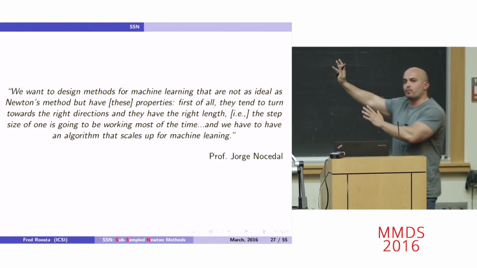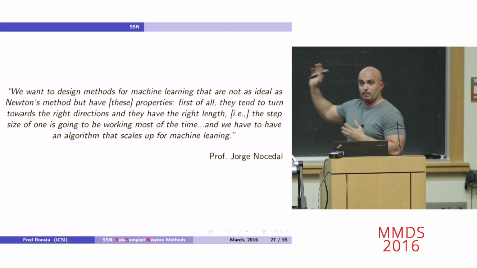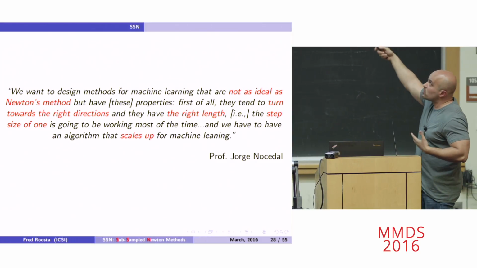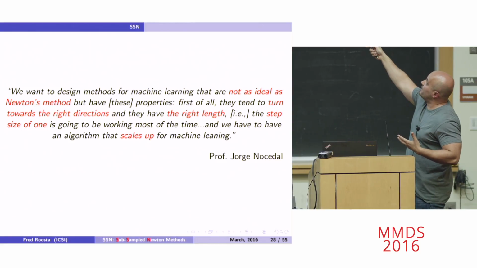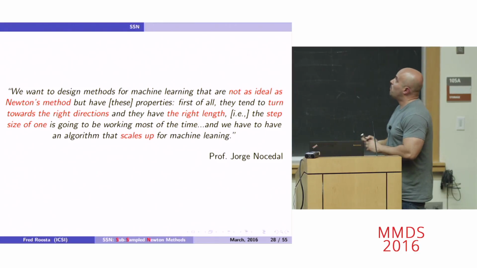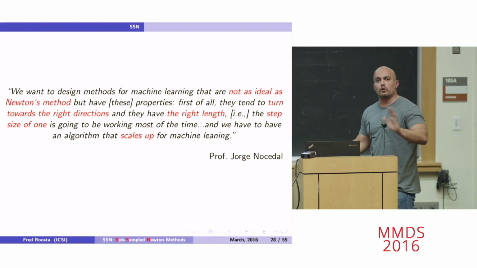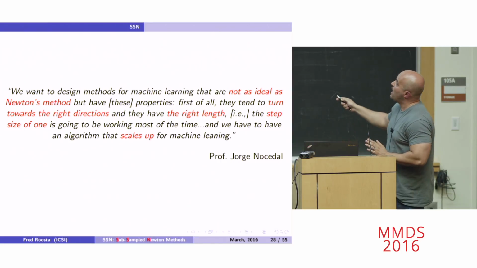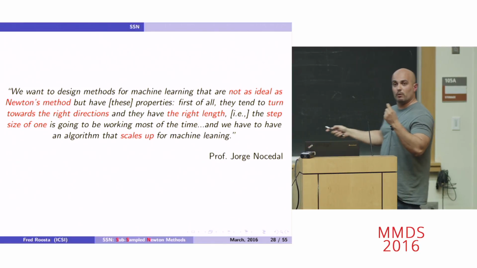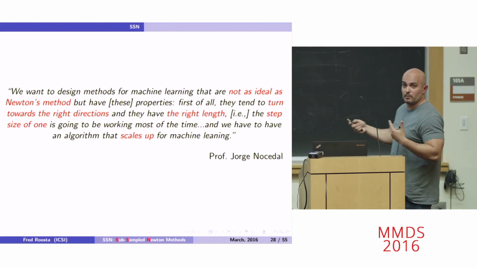He's essentially given us a blueprint or a guideline of what we need to do to come up with new methods in order to be able to solve modern problems. Now, there are a few things here that essentially embody what he's trying to say. First, he's saying not as ideal as Newton method. That's probably too difficult to do, but at least they should be good enough. The second thing is turning towards the right directions. He immediately is talking about curvature. We need to look at curvature somehow. And really interestingly, he talks about the right length. In particular, a step size of 1 needs to work, because a step size of 1 is a natural step size for the Newton method. And at the end, obviously, he talks about scaling up.